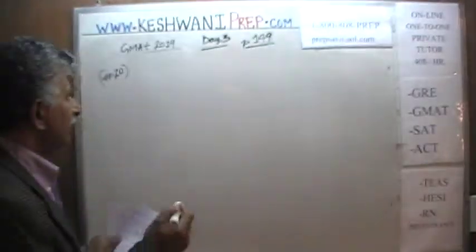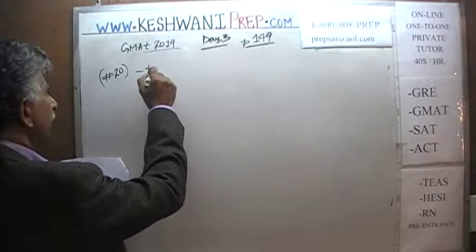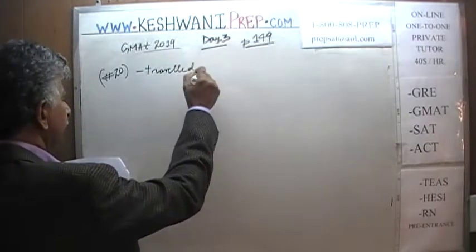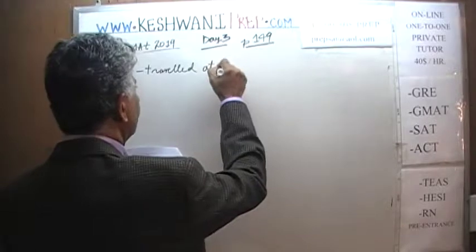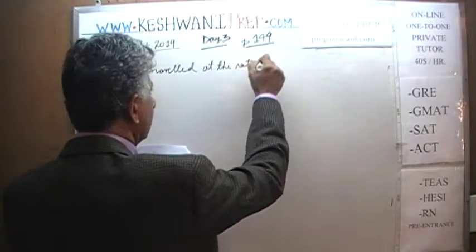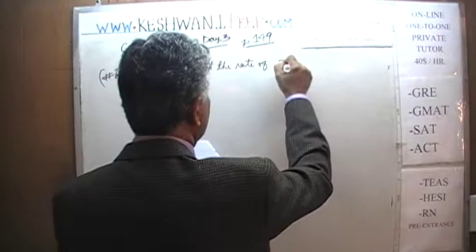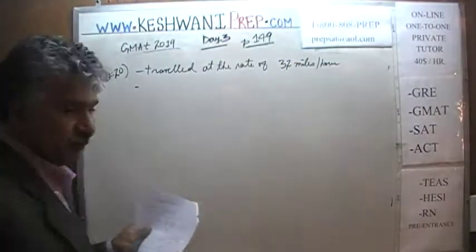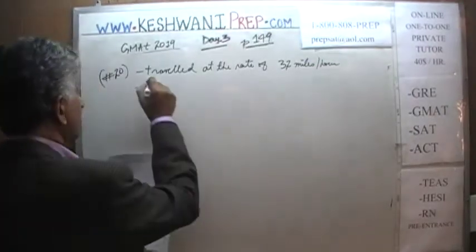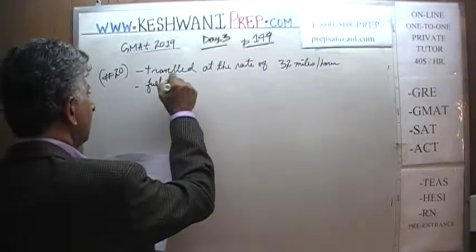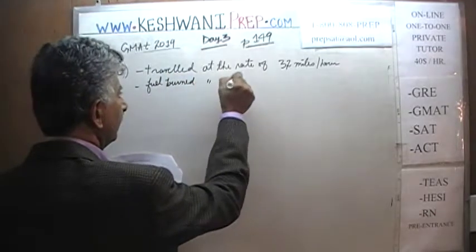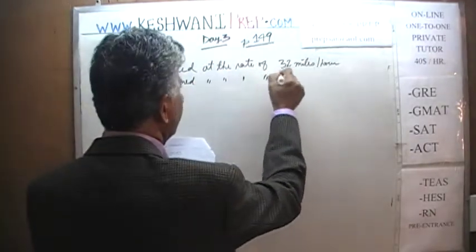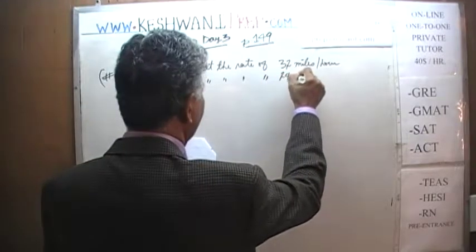I'm going to leave it up to you as usual to read the problem in its entirety yourself. Here's what it says, the gist of it, the nub of the problem. We are told that the person has traveled at the rate of 32 miles per hour. So this person has made a journey and that was their average speed. We are also told that the fuel was burned at the rate of 24 gallons per hour.